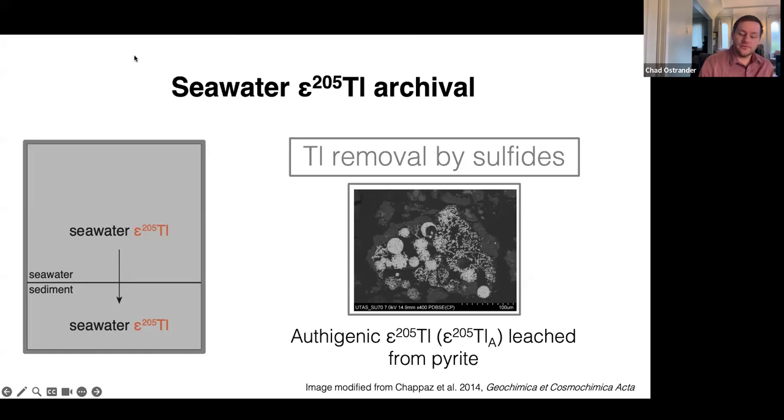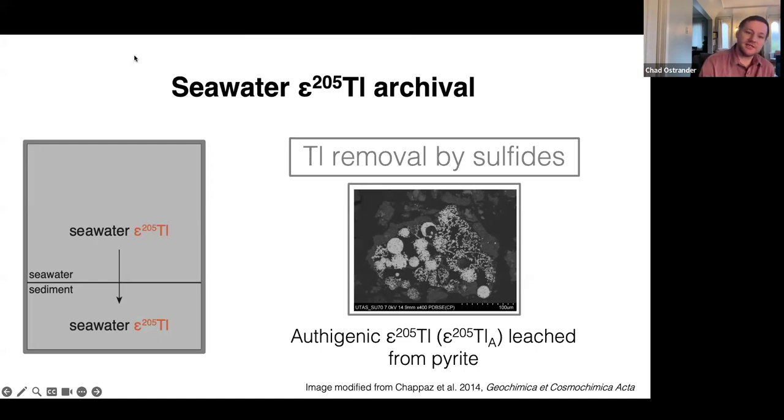And so through the rest of this talk, a lot of the thallium isotope compositions you'll see have a subscript, and that's just authigenic thallium isotope compositions leached from sedimentary sulfides like pyrite. And it's worth noting that this authigenic thallium fraction is most oftentimes the dominant thallium pool in the sediments.